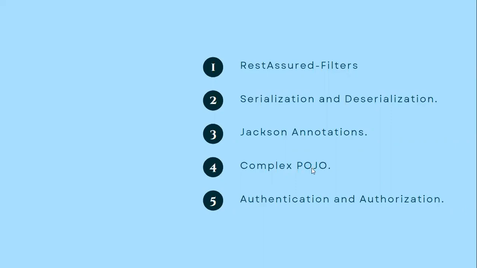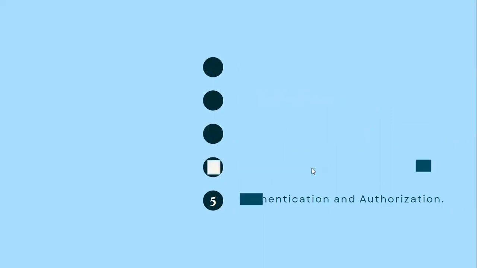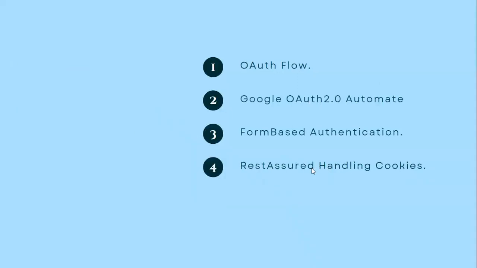We will have several types, like bearer tokens, API key, OAuth 1, OAuth 2. We have several types, and all the types will be covered in this. By using a Google API, we can perform the OAuth 2 and form based authentication, and Rest Assured handling cookies. How we can handle the cookies, basically all the concepts will be covered in this.